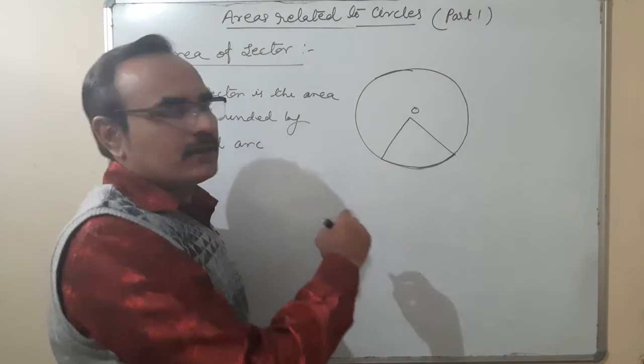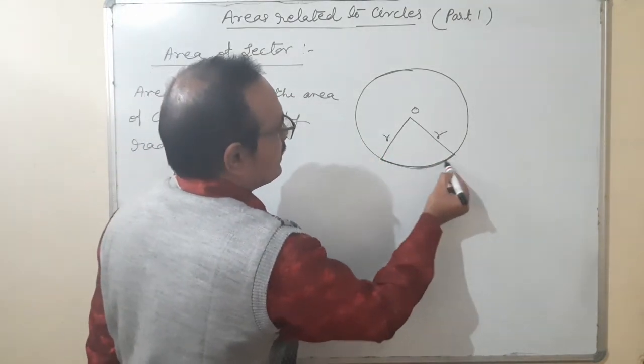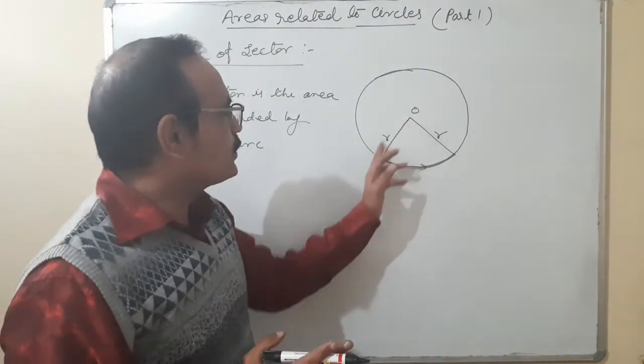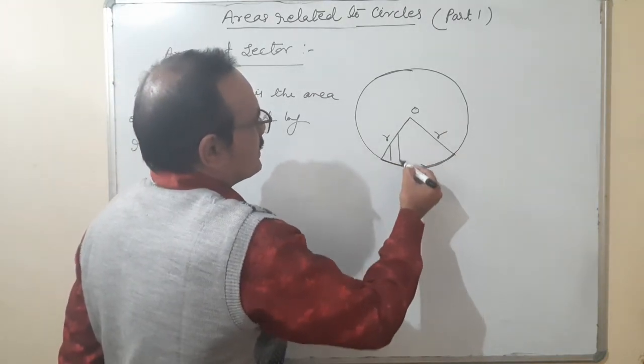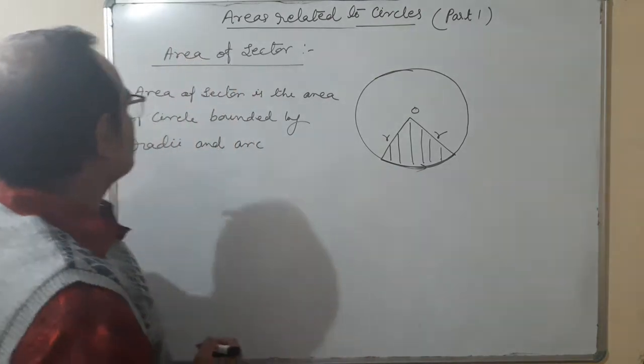Suppose this is a circle, O is the center of it. You can see that these two are the radii and it is an arc. So the area of the portion which is bounded by 2 radii and 1 arc is considered as the area of sector.